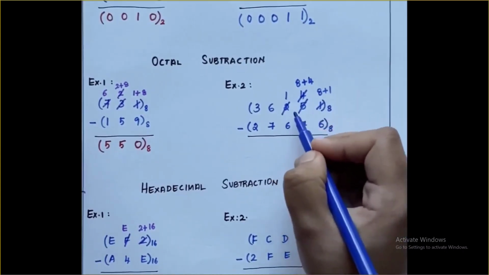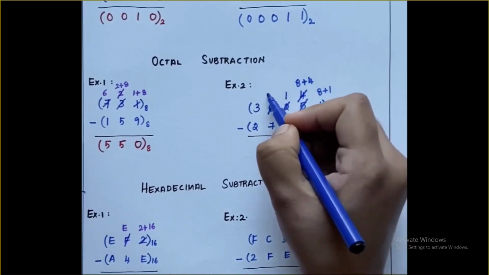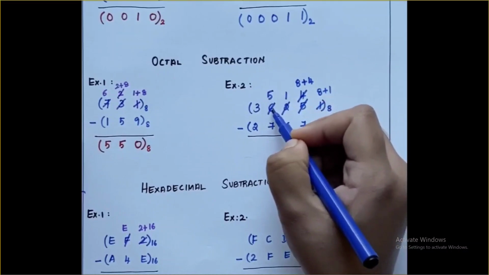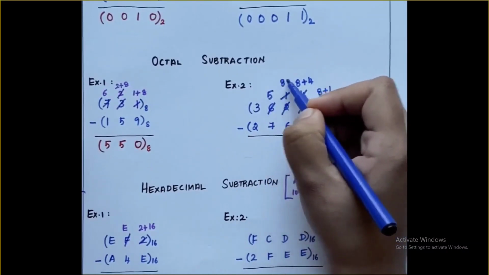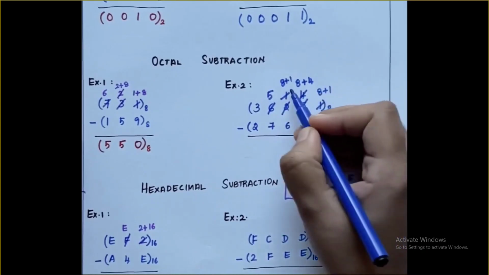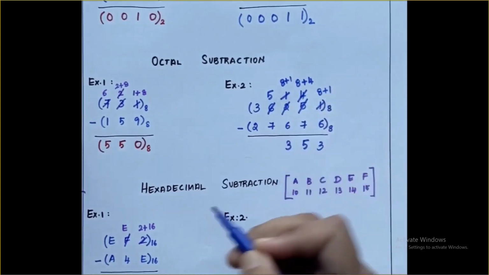Again 1 is less than 6. So borrow again. 6 is reduced by 1 which is 5. And in place of 1 we have to add the base value, 8 plus 1. So 8 plus 1 is 9. 9 minus 6 will be 3.